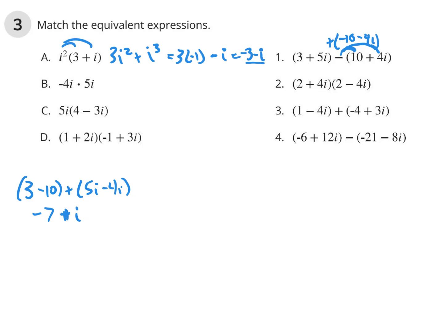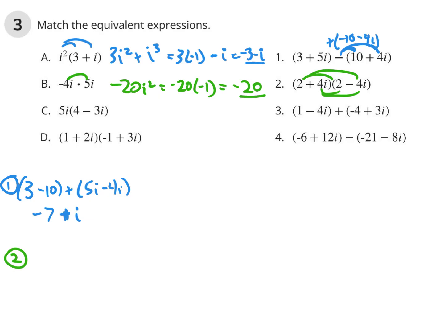So that's number 1. All right, so for B, multiply these, you get negative 20i squared. i squared is negative 1, so this becomes negative 20 times negative 1, which equals negative 20. Okay, let's see what B does. There's no sign in between them, which means we have to multiply. So I'm going to put 2 down here. 2 times 2 is 4.